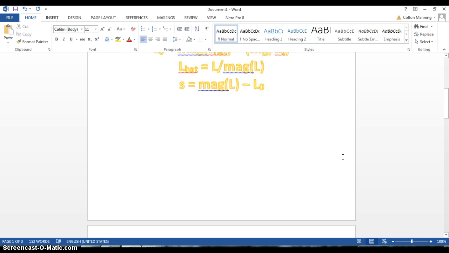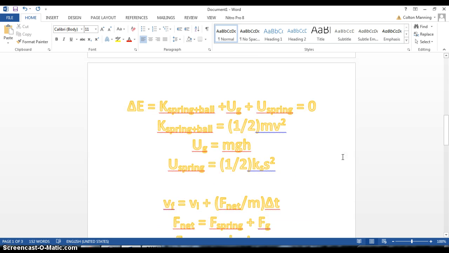Now, continuing on, we go to the energy principle that will be involved, where we find that the change in energy is equal to the kinetic energy of the spring plus ball system plus the change of the potential gravitational energy plus the potential spring energy, which is all equal to 0 because no work is being done in this equation. The kinetic energy of the system is modeled by 1/2 mv squared. The gravitational potential energy is equal to mgh, mass times gravity times the height, and the spring potential energy is equal to 1/2 K sub s, the stiffness, times the difference between the length and the normal length, squared.